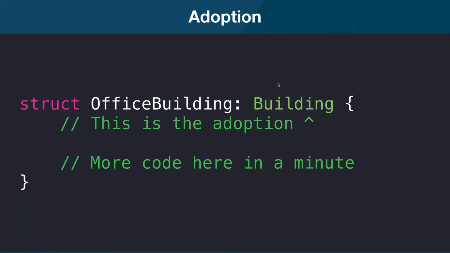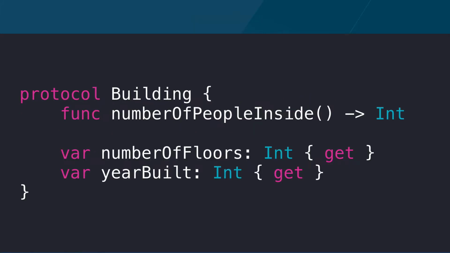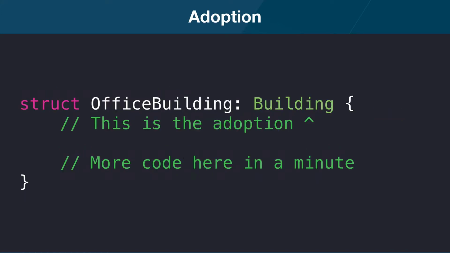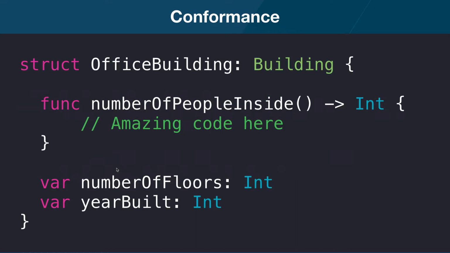So we're adopting here, and if we were to actually build the project right now, Xcode would yell at us because we haven't implemented these three things in the protocol. We don't have the function yet or the variables, and so it would say, hey, your struct OfficeBuilding does not conform to the Building protocol. So let's look at how to conform to the protocol. All we really need to do is add that function and the variables. Now obviously at this point we fill in the function.